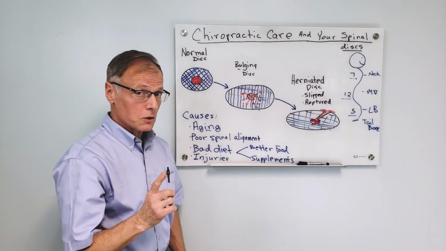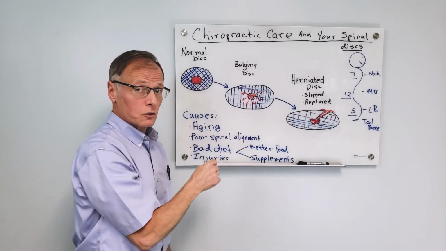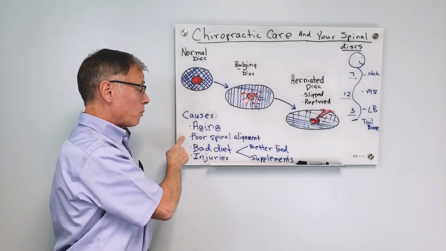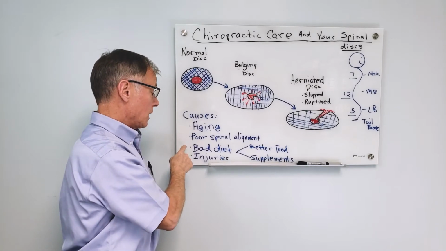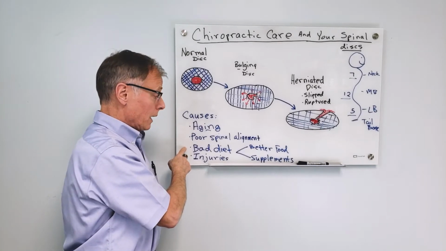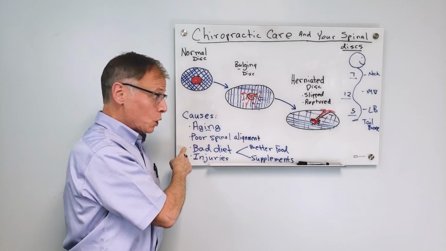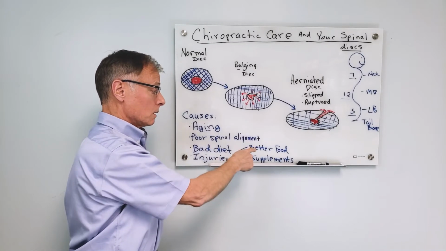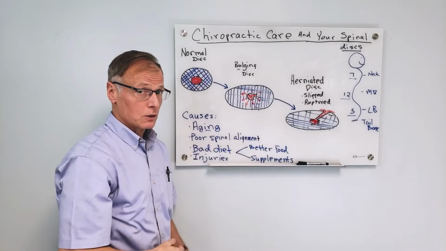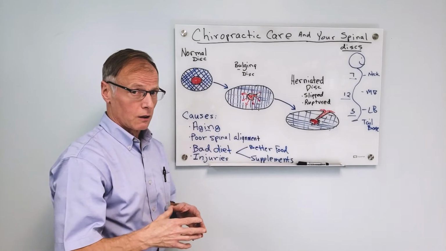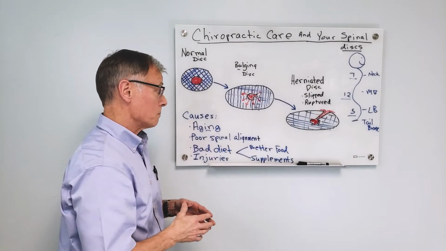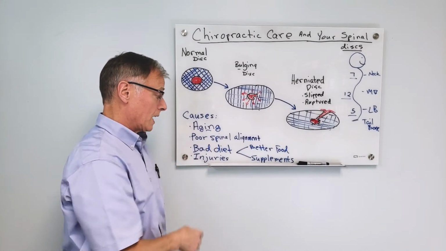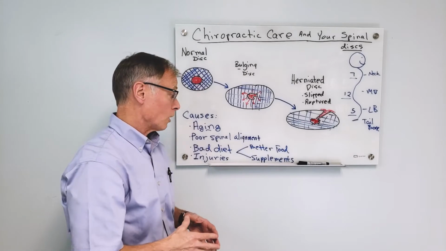Causes of bulging discs or herniated discs can be aging, poor spinal alignment, and a bad diet, eating bad foods. Of course, you can improve your diet with better foods and supplements like glucosamine sulfate and chondroitin sulfates, which can make your discs do better. Also, injuries to the spine and the spinal discs can cause problems.